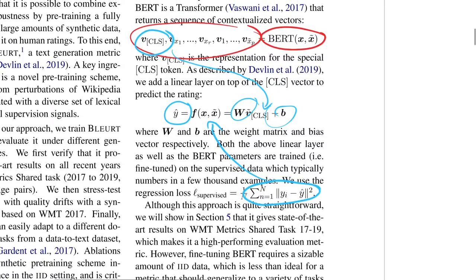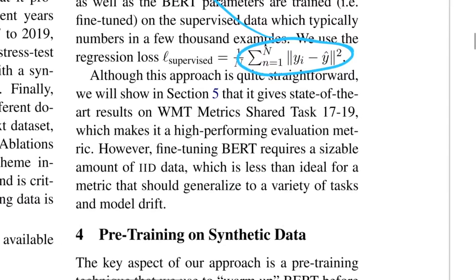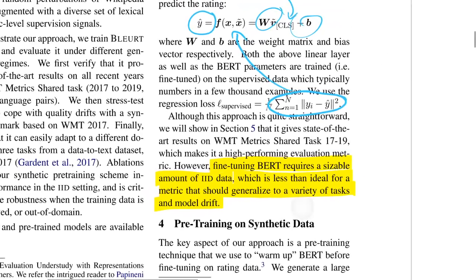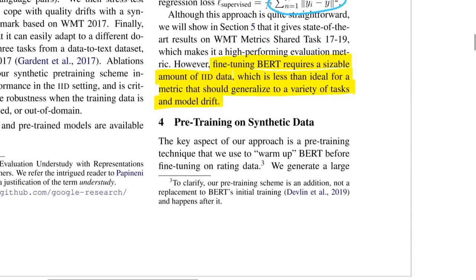Just take BERT, take the model. BERT's really good at language, right? Take the model and train it on this data set. They say, however, fine-tuning BERT requires a sizable amount of IID data. We don't have that in these tasks, which is less than ideal for a metric that should generalize to a variety of tasks and model drift. So the problem with just applying BERT here is that you don't have enough data, and it won't be a robust solution. It will only work for this particular data set that you train it on.